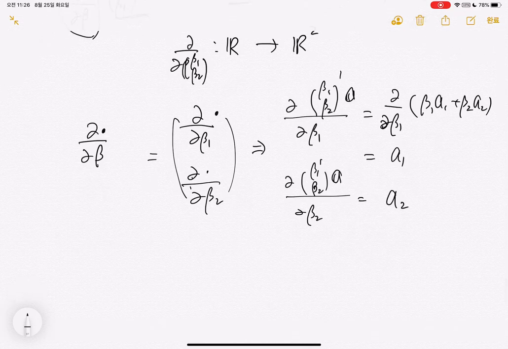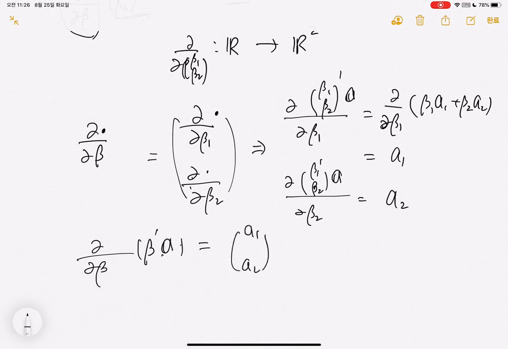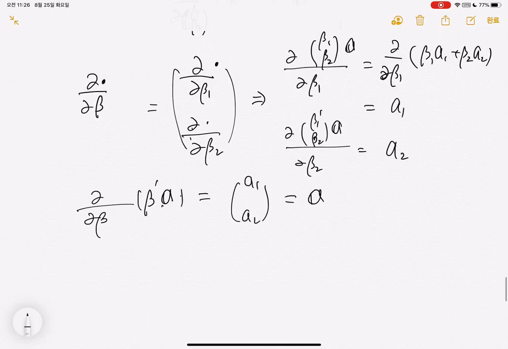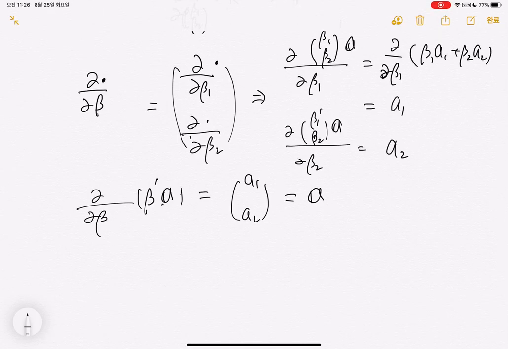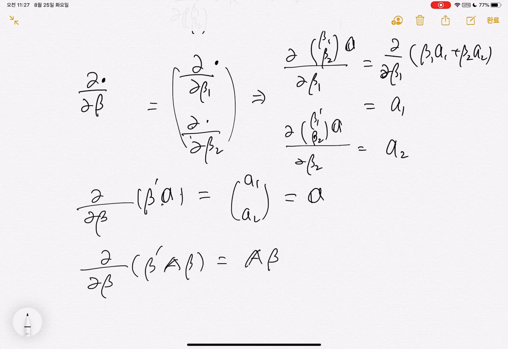Therefore, let's change notation now. Here we are talking about partial beta prime a over partial beta, which is a1 a2, which is a. Now you can do the same thing to see that partial beta prime a beta is a beta. Okay, so derive this one.